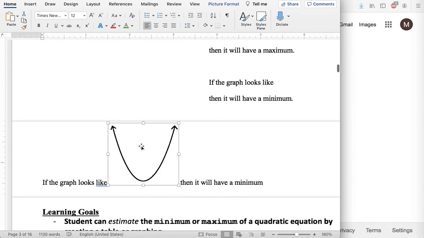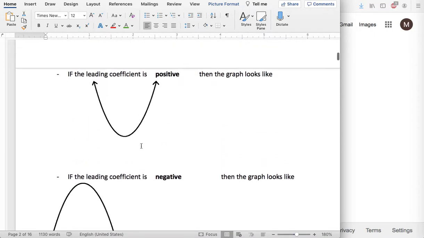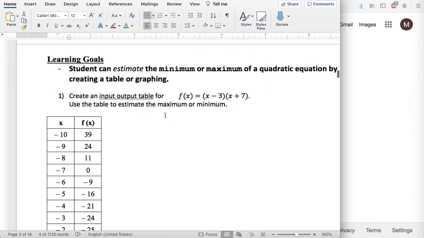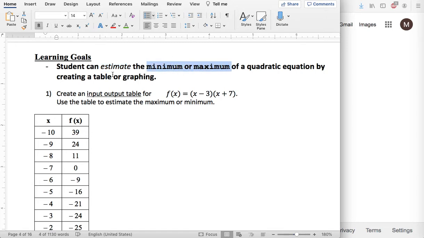All right. So with the information here and information here, you should be able to look at any quadratic equation and tell if it will have a maximum or a minimum by looking at the leading coefficient. Continuing, the next thing that you'll be learning in this video is how to estimate the maximum or minimum from a table or from a graph.